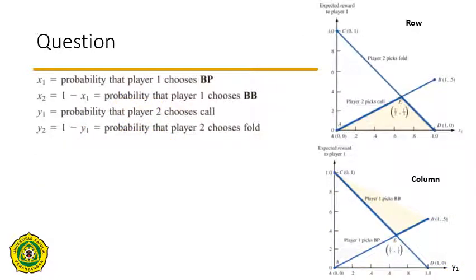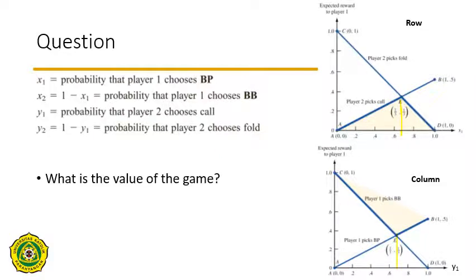So we have solved the randomized strategies for both row and column players. The optimal solution says x1 equals 2/3, and y1 also equals 2/3, and that's the optimal randomized strategies for both players.